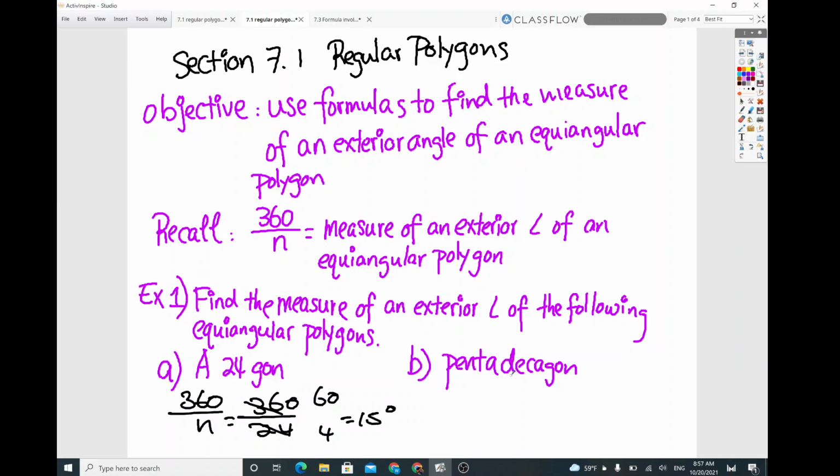Pentadecagon. This would be considered a 15-sided polygon. Deca means 10, penta means 5, so 15. So 360 divided by 15. Again, the first thing you want to do is reduce it. Divide top and bottom by 3, or divide by 5, perhaps. So 72 over 3, and 72 divided by 3 is 24 degrees.